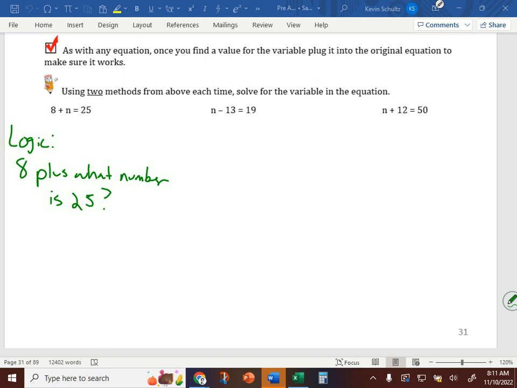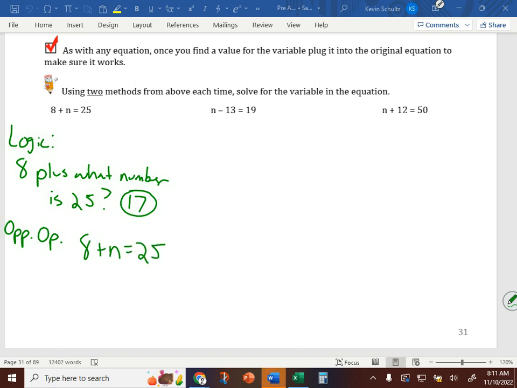Anyone new today? You can? 17. Okay? Ta-da! Mental math, right? But because we want to learn the process, we're also going to use opposite operations, or the op-op, as I like to abbreviate, op-op. Okay? And op-op says 8 plus n equals 25.